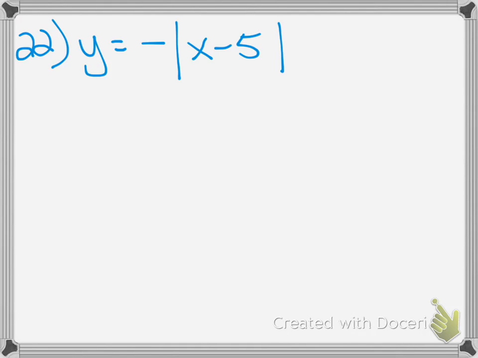So let's now look at number 22. Number 22, I have y equals the negative absolute value of x minus 5. Notice that I have a negative just outside of the absolute value, just in front of the absolute value. So that's like a -1. Okay? So I have -1 times that absolute value. What that does is it changes the absolute value to be a reflection about the x-axis. And so it actually points downwards. Okay? So it opens downward.